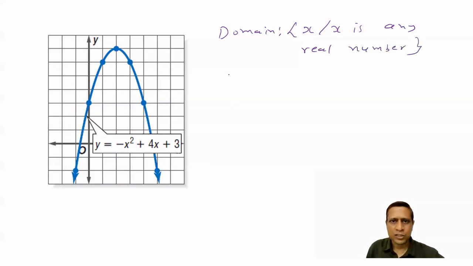Right? And what is range? So range is this value, right? This. So that is 1, 2, 3, 4, 5, 6, 7. So value of y is always less than or equal to 7. So we can say that range is all such y where y is less than or equal to 7. So this is domain and this is range.